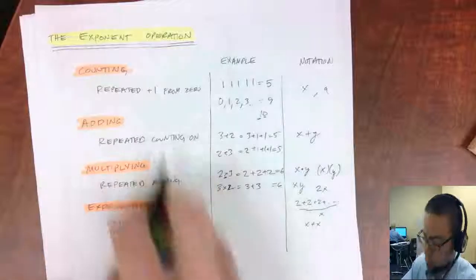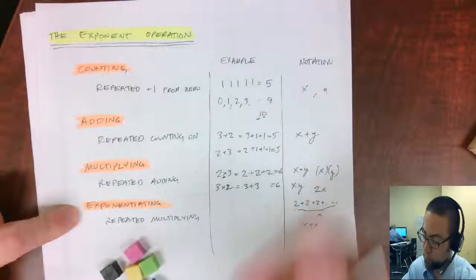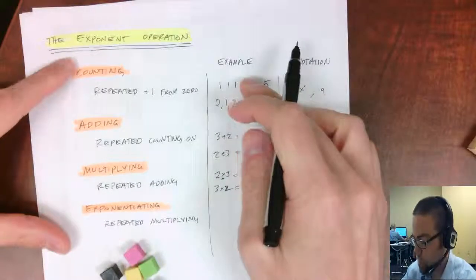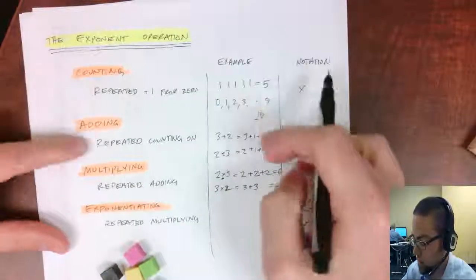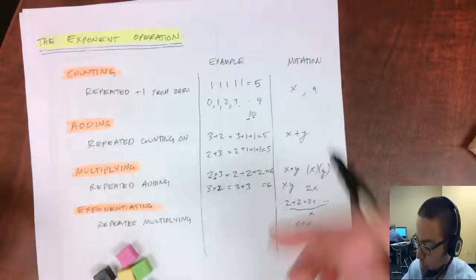All right, now what we're getting to now is the exponent operation. Exponentiating is just repeatedly multiplying. So you see how this builds up. Adding is just repeatedly counting on. Multiplying is just repeated adding. And now exponentiating is just repeated multiplying.